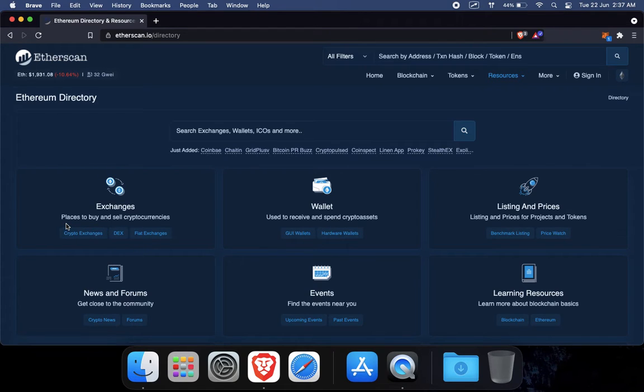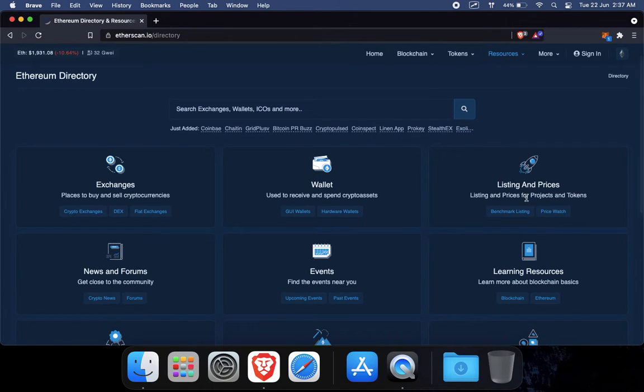Even though you'll notice that under cryptocurrency exchanges, you do have wallets. Crypto exchanges give you wallets. DEXs don't give you wallets. You need a wallet from here to interact with the DEX, like MetaMask. But cryptocurrency exchanges, they actually make wallets for you, right? They create a wallet, and even though it's not listed here, they do have wallets here, right? Listing and prices.